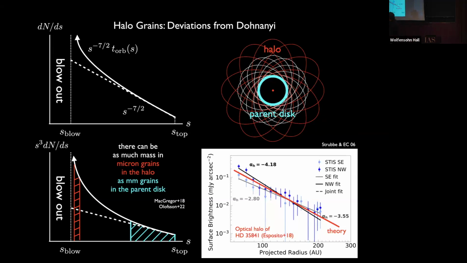Yeah, sorry. This is this DNDS, this Dohnanyi classic size distribution, right? Puts most of the mass at the top end, but most of the surface area in the small grains, and so forth. But what I'm pointing out here is that because of these elongated orbits, you get a strong enhancement, it actually formally diverges as you approach the blowout size. Yeah. Oh, yeah, sure. That's down here. That's down here. That's down here. Maybe not so important.